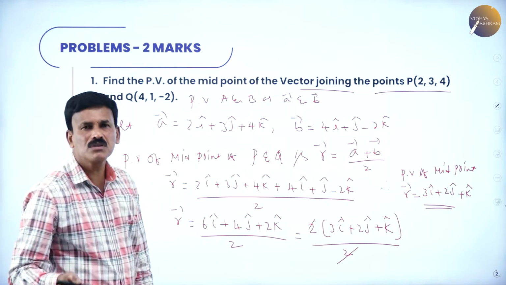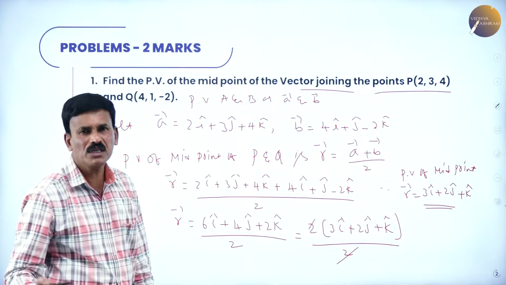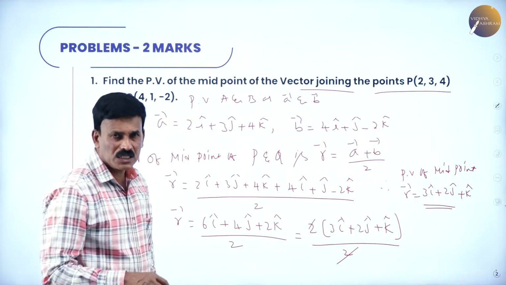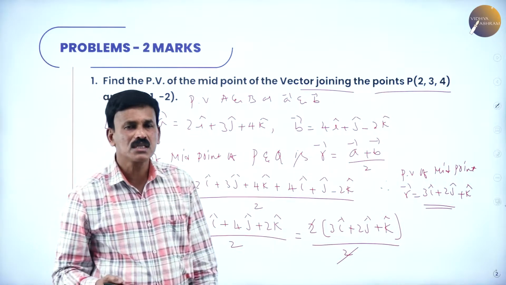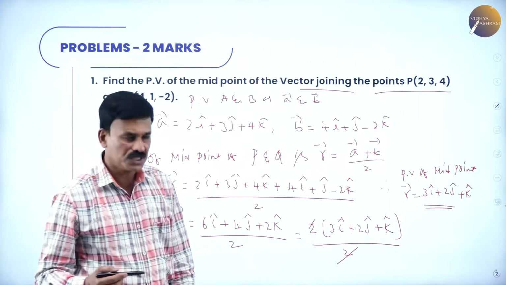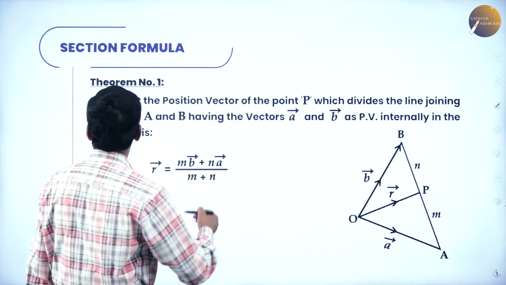So if you do this much, you will get 2 marks. So A plus B by 2. That's it. Now this equation can also be derived from the intersection formulas, that is internal and external divisions. So let us come to this.